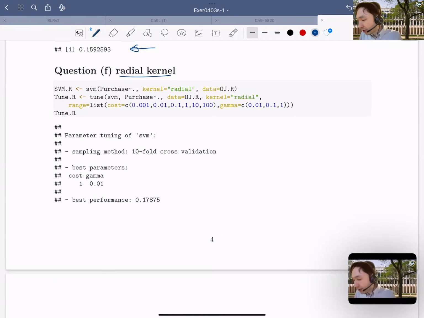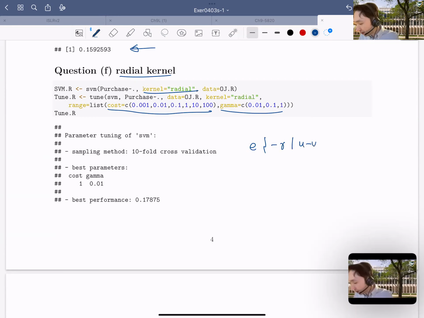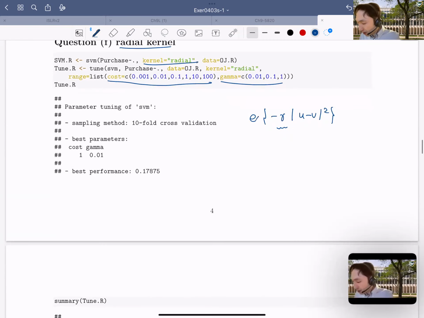Okay, so next, the radial kernel, and I optimize the cost and also the gamma value. The radial basis kernel is the exponential of negative gamma times the squared norm of u minus v, where u and v are the two predictor vectors. So this gamma is a hyperparameter.